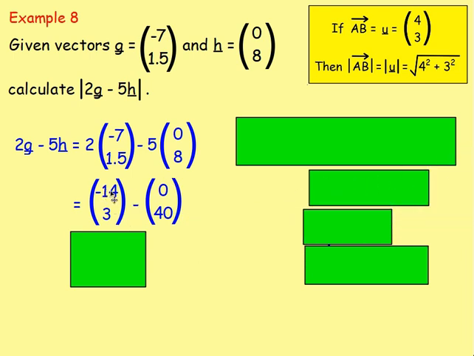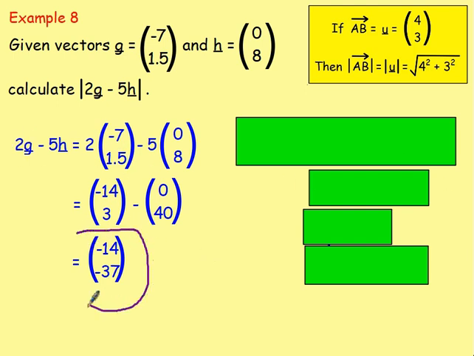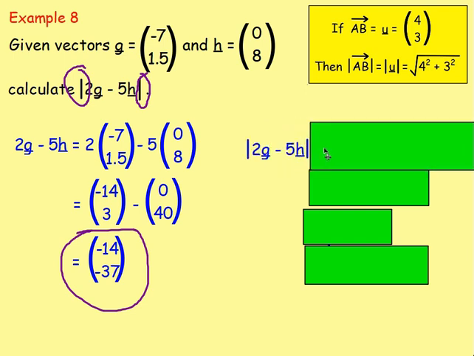One vector minus the other, well, just subtract the x components and then subtract the y components. So negative 14 take 0 is still negative 14, and 3 take away 40 is negative 37. So that is the vector 2g take away 5h. We've got that vector, but now we want to work out the modulus of that. We're wanting the size of it, the magnitude of it.